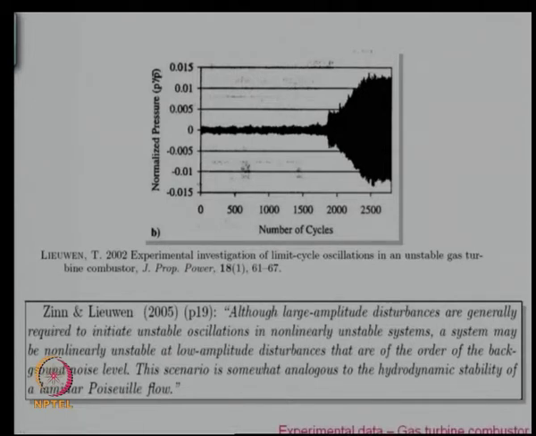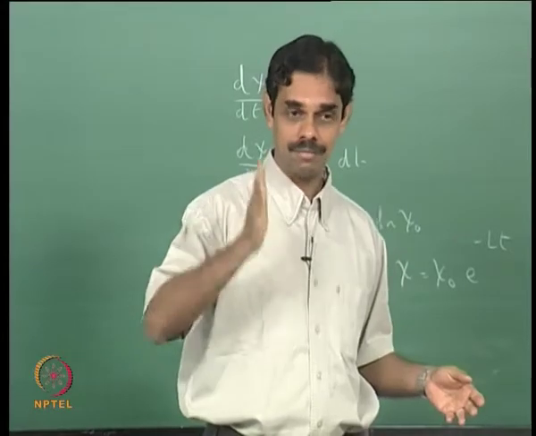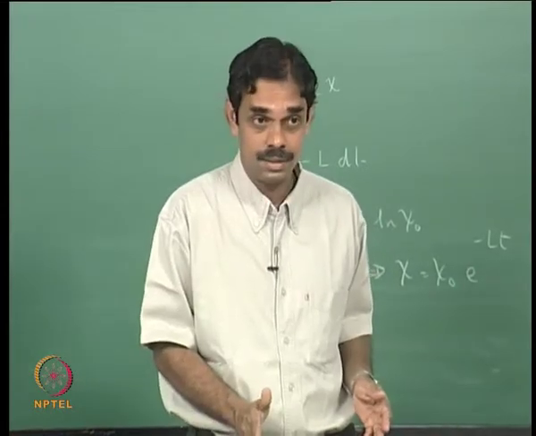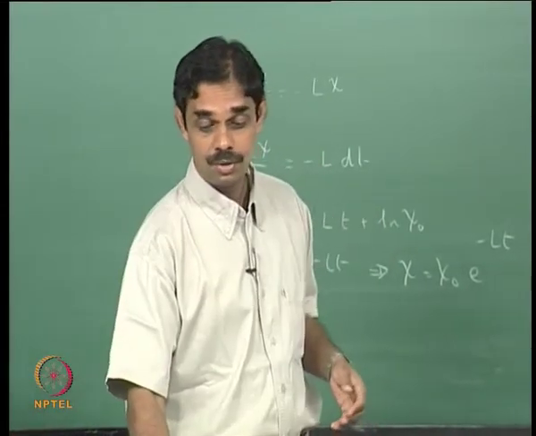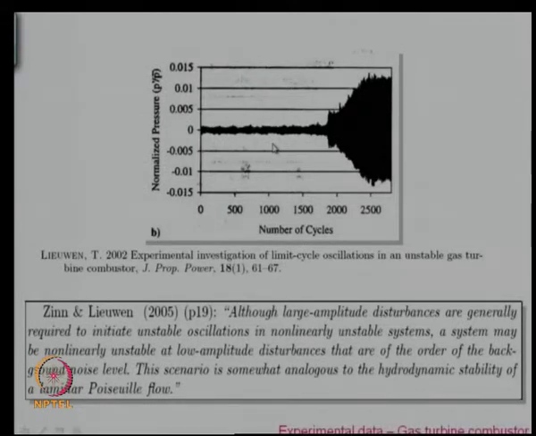Eventually you hit some right initial condition, because any initial condition is like we think, okay, this is some time t, these are the values, and then we progress. So noise does the same purpose as an initial condition. And what he has written: although large amplitude disturbances are generally required to initiate unstable oscillations in non-linearly unstable systems, a system may be non-linearly unstable at low amplitude disturbances that are of the order of the background noise level. This scenario is somewhat analogous to the hydrodynamic instability in a laminar Poiseuille flow.